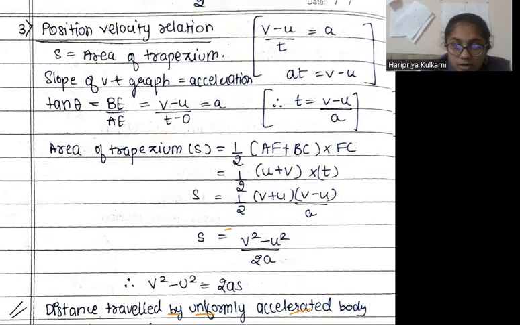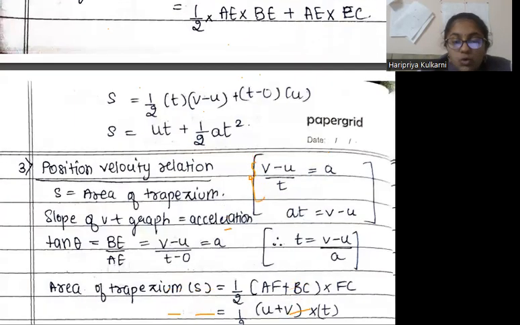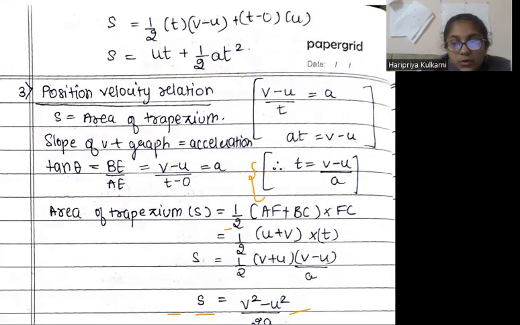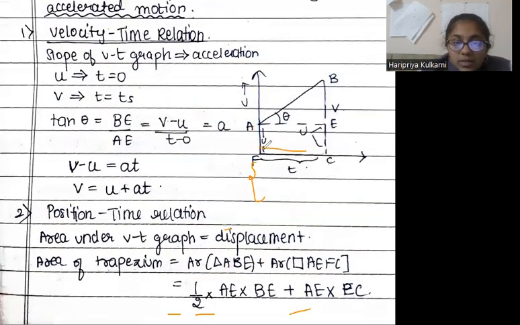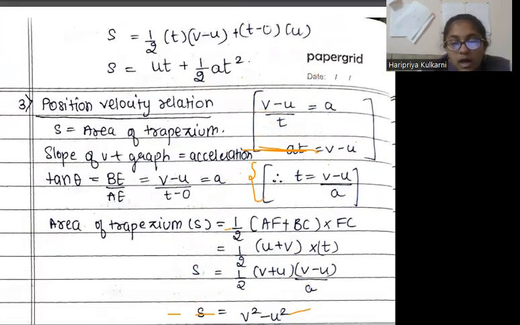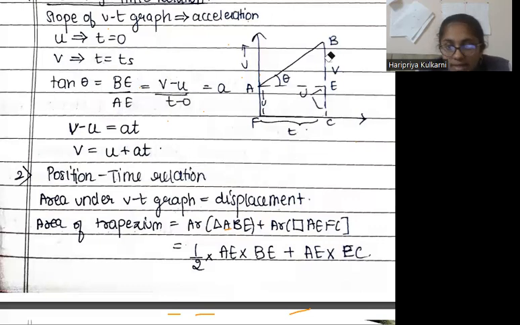It is half into AF plus BC. What is AF? It is the sum of the parallel sides into the height or the perpendicular side, right? Into FC, that is height or the perpendicular side, right? So we have half of AF plus BC into FC. Now, what is our AF? AF is U. What is our BC? It is V, right? And what is FC?